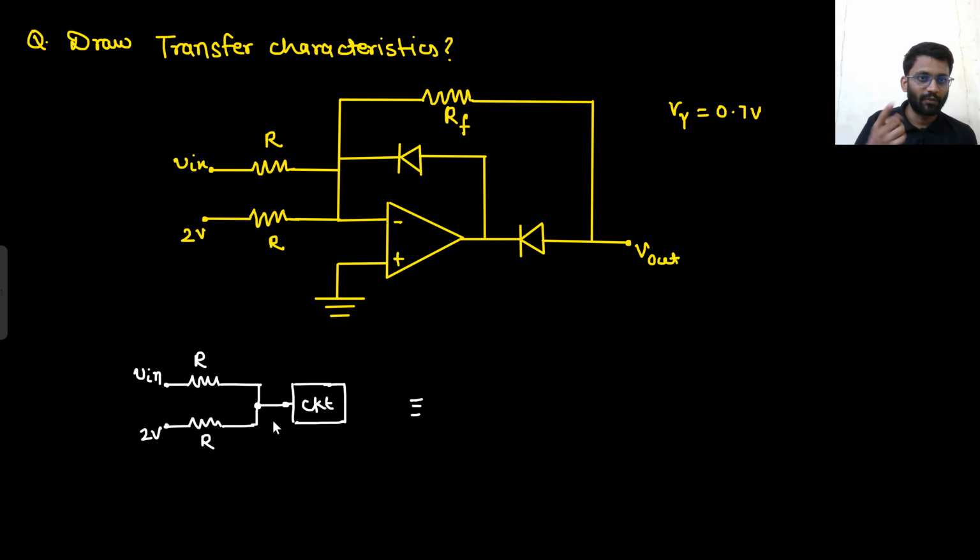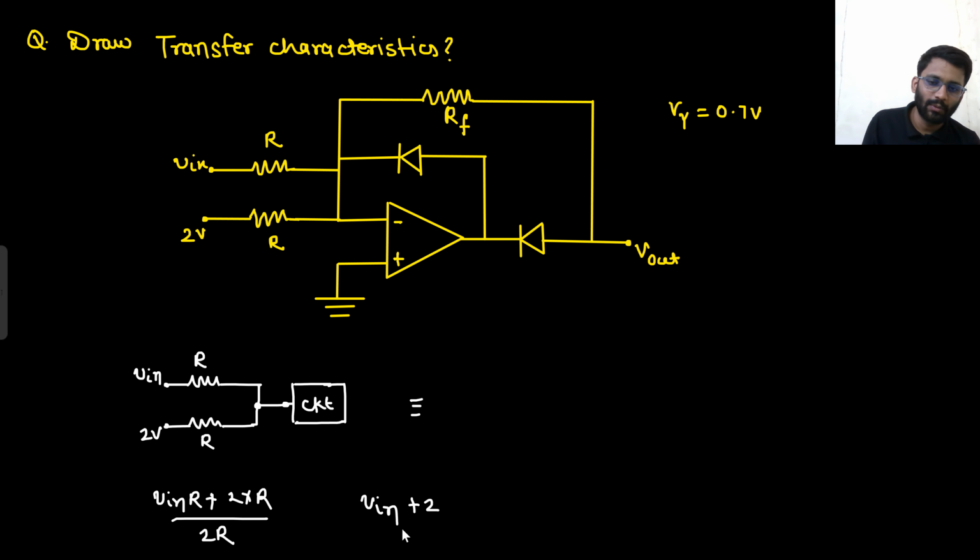I am finding VTH. VTH is the open circuit voltage. So there will be 0 current from here. So what will be the potential of this node? V in into R plus 2 into R divided by R plus R, that is 2R only. Right? So it would be V in plus 2 by 2. So this node will be V in plus 2 by 2, and I am finding RTH. So this will be shorted, this will also be shorted. So R parallel with R will be R by 2.